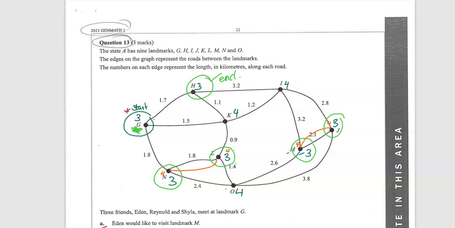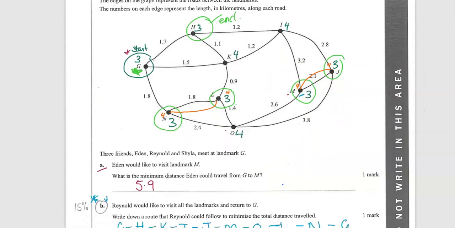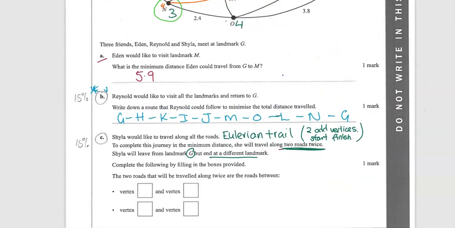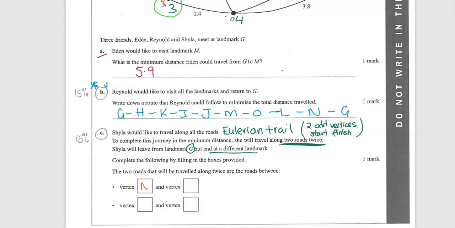And if we do that, then we can get a Eulerian trail because they would all be even except for the start and end. So with the question where it says which two vertices, well, we're going to say it's in between N and L, and our other one, which was M and J.